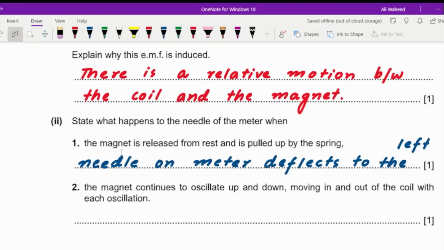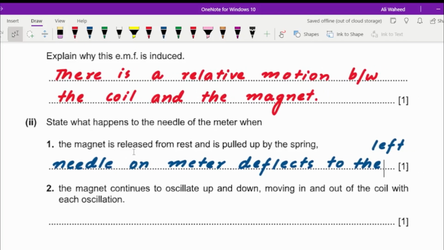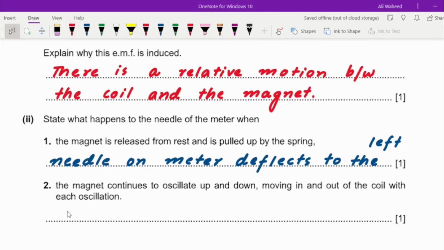What happens to the needle when the magnet is released from rest and is pulled up by the spring? So in this situation, there would be a negative rate of change of magnetic flux linkage, so the meter would deflect to the left side. And then we have the next one. The magnet continues to oscillate up and down, moving in and out of the coil with each oscillation.